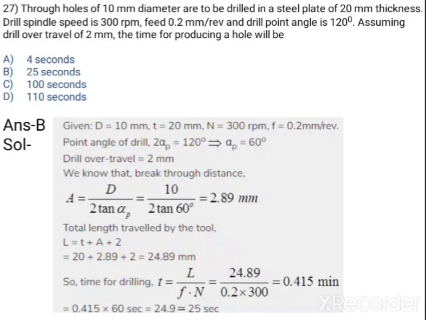Tm is equal to L divided by F into N, and that will give you 0.415 minute. Just convert it into seconds, that will be nearly about 25 seconds. Option B is right for that.